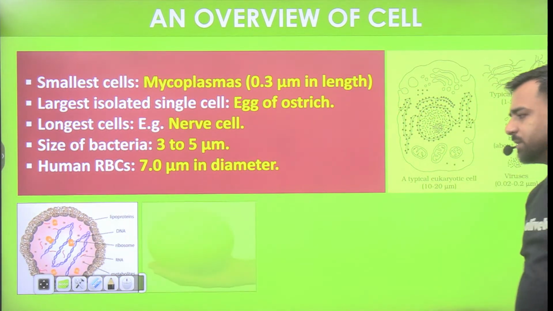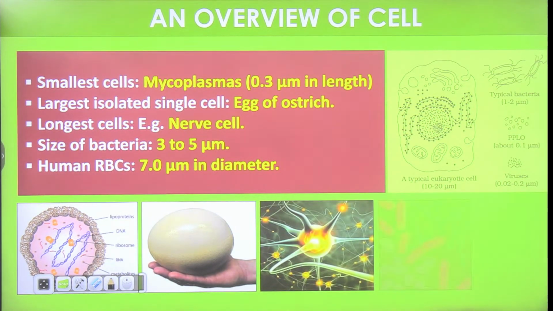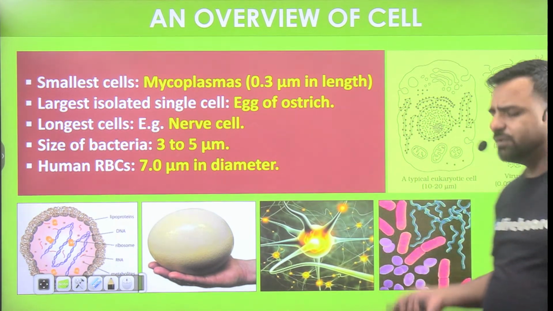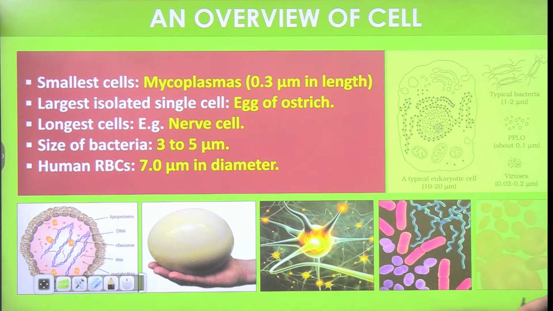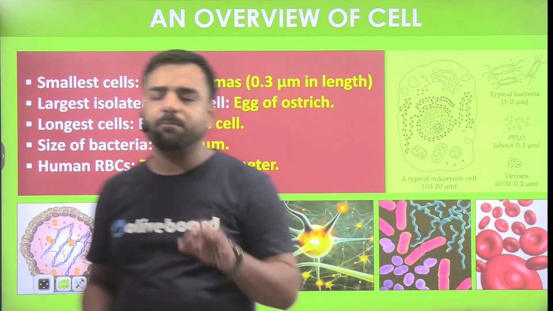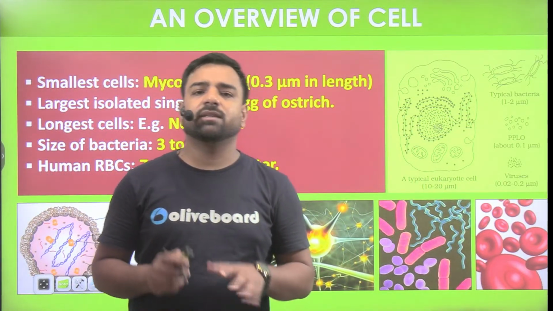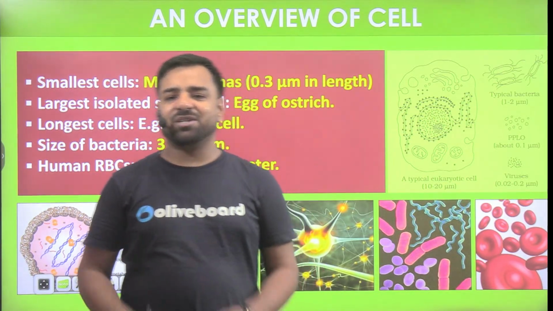So that's the mycoplasma. It's the ostrich egg. This is the nerve cell. Guys, these are the bacteria. We'll discuss about it in the prokaryotic section in the next 10 to 20 minutes. And finally, these are the RBCs which are present in the body with a quantity of 5.5 million, and they help in oxygen transfer. Cool. Okay, so now proceeding further.